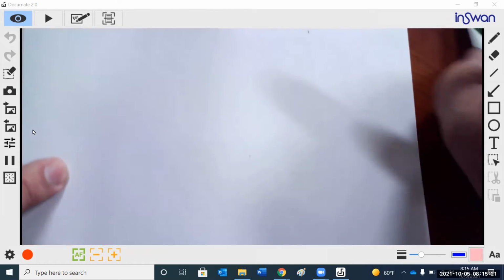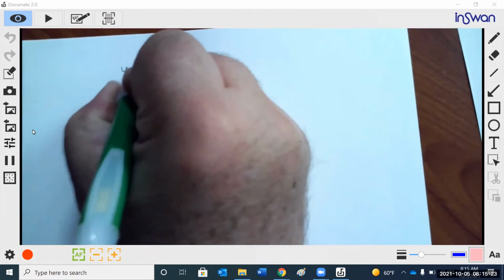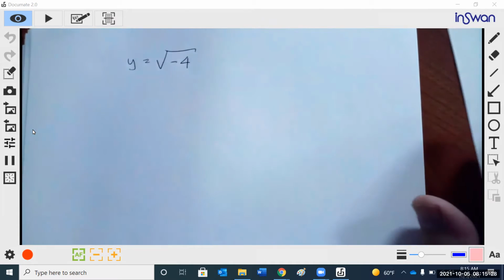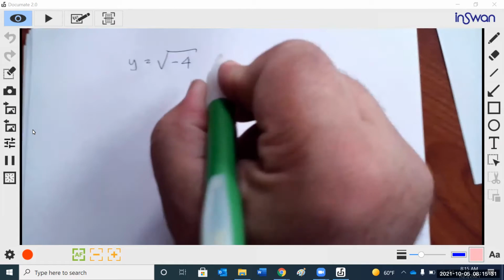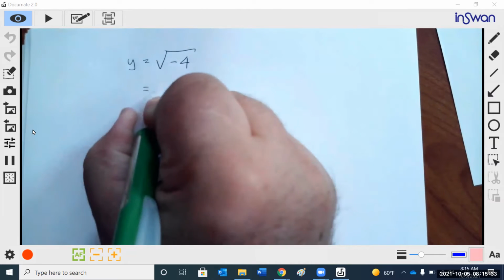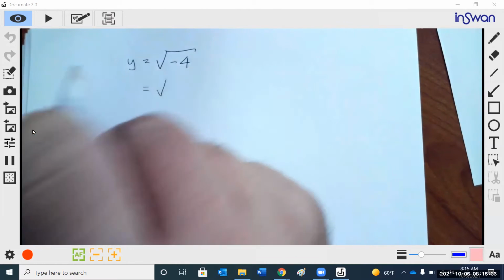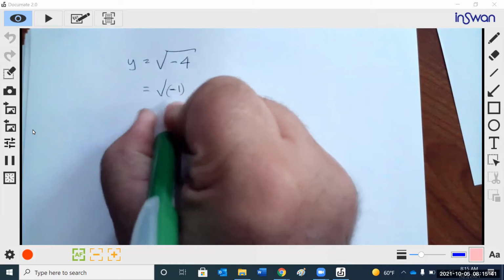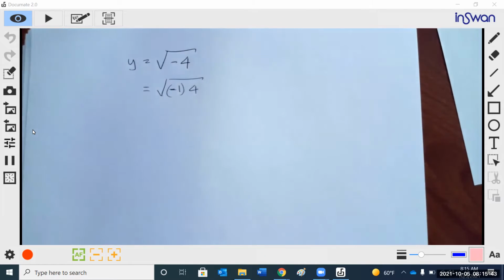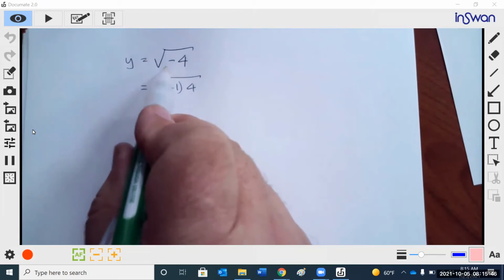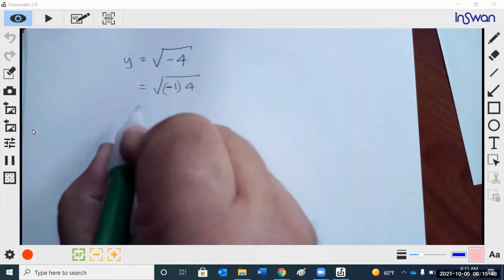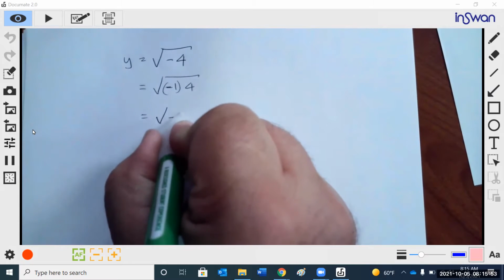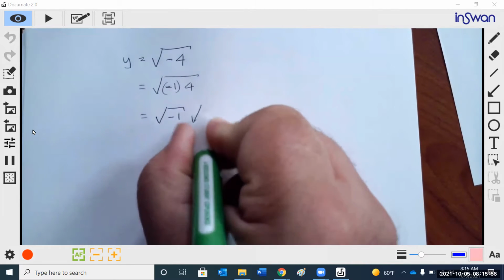All right, so we had y equals the square root of -4. What is -4 made up of? Well, yeah, but we want to get rid of that negative. What it's really made up of is -1 times 4, because we have to get rid of that negative. You're right, it is -2 times 2, but we want to get rid of that negative. Because they're multiplied, we can split these two up.